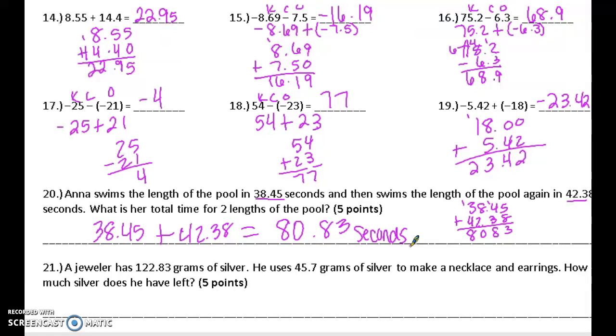And 21. A jeweler has 122.83 grams of silver. He uses 45.7, so he's taking that away to make a necklace and earrings. How much does he have left? This is 122.83 minus 45.7. 3 minus 0 is 3. 8 minus 7 is 1. 12 minus 5 is 7. And 11 minus 4 is 7. So he has 77 and 13 hundredths.